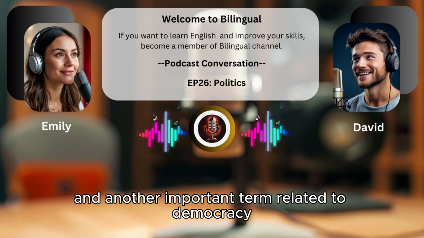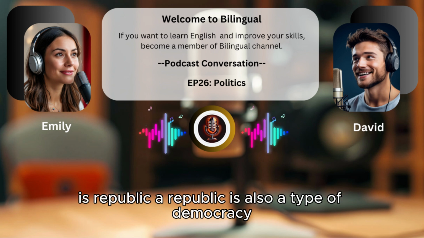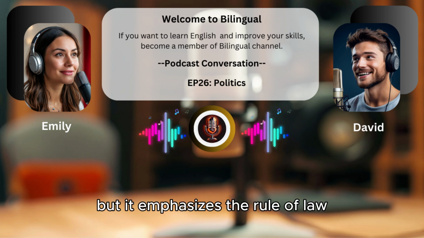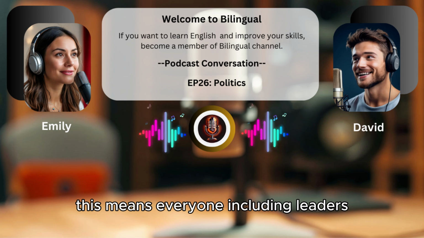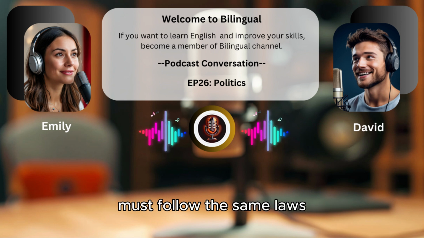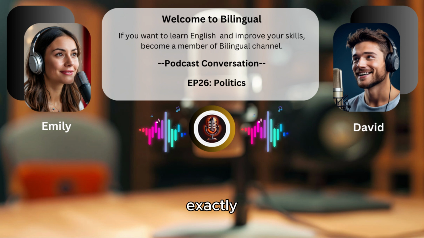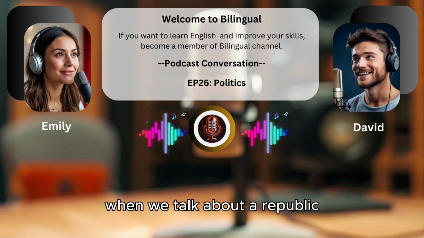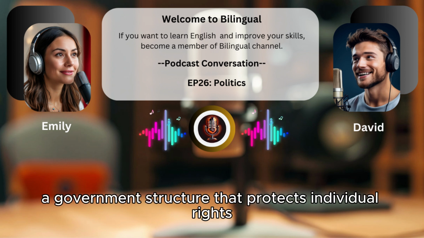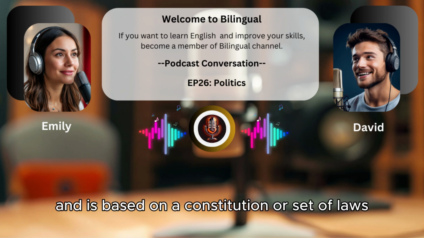And another important term related to democracy is republic. A republic is also a type of democracy, but it emphasizes the rule of law. This means everyone, including leaders, must follow the same laws. Exactly. When we talk about a republic, we mean a government structure that protects individual rights and is based on a constitution or set of laws.